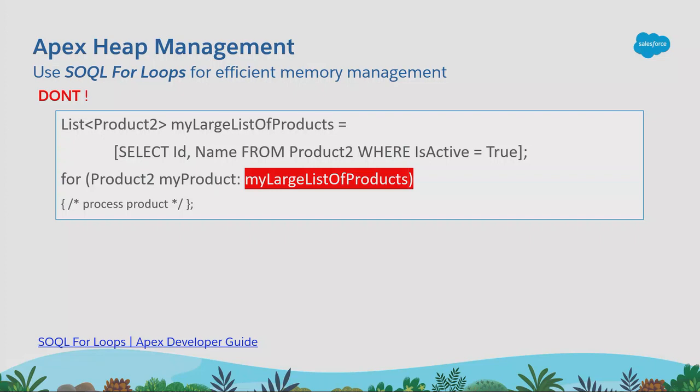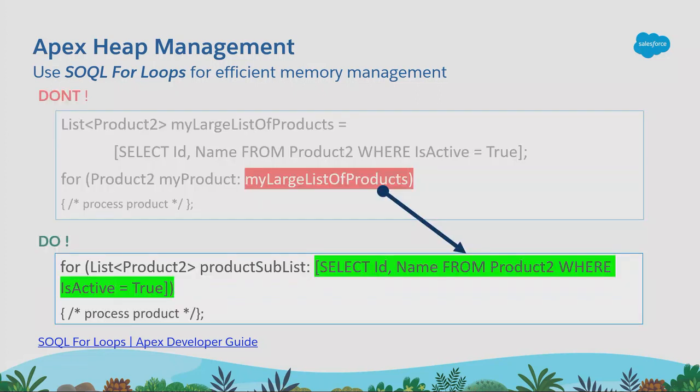Basically, this is a heap management technique. The first example here is the wrong way to do it, where I have a large list of products. I just stick them in a list. I've written this code, and I do a loop that goes through that list. That's not the most efficient way to do it.